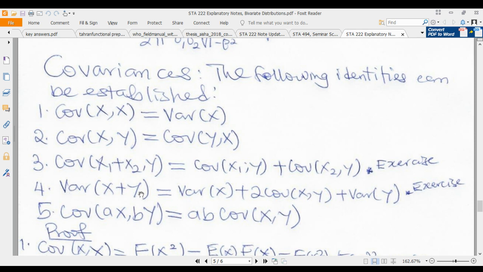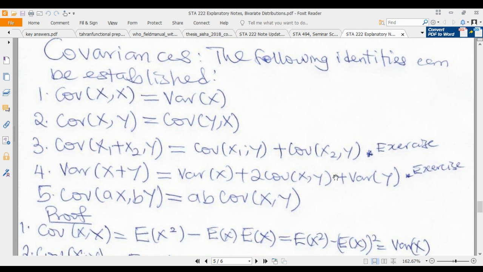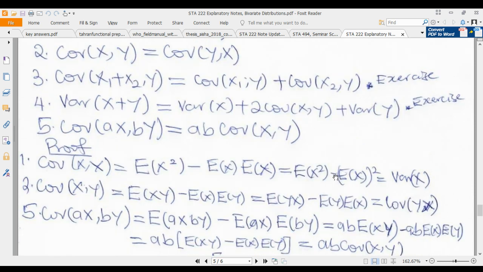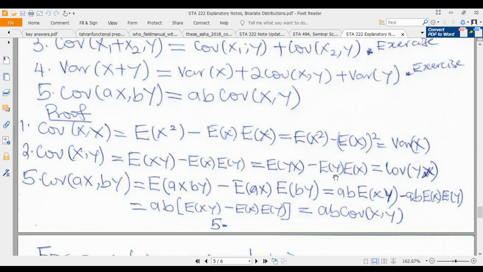Then the variance of x plus y is the same thing as the variance of x plus 2 covariance of xy plus variance of y. And 5, the covariance of ax, by, where a and b are constants, is equal to ab covariance xy. Let us look at some of the quick proofs.